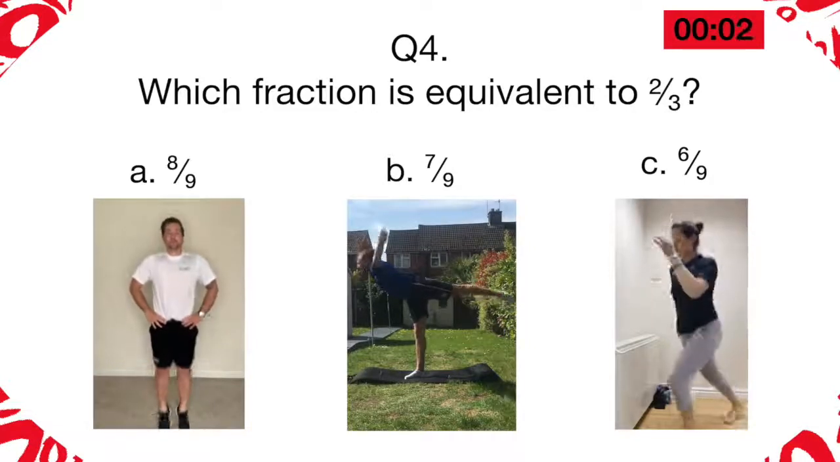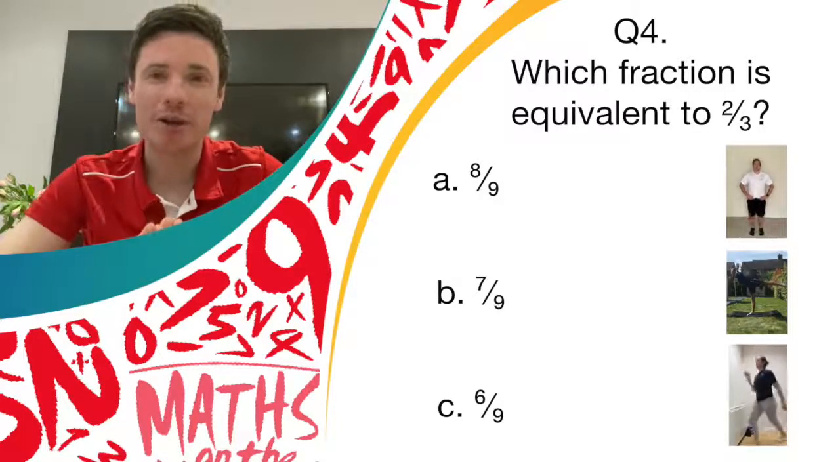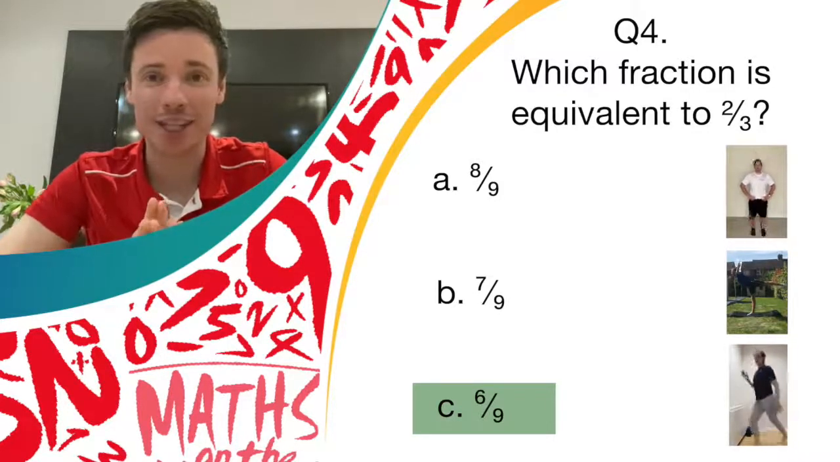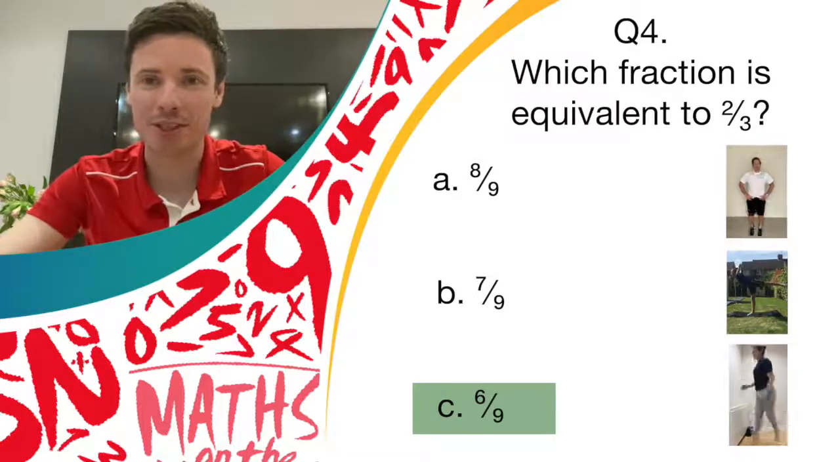Okay, so the answer for this one was in fact C, which was 6/9. So give yourself another point if you were doing spotty dogs there.